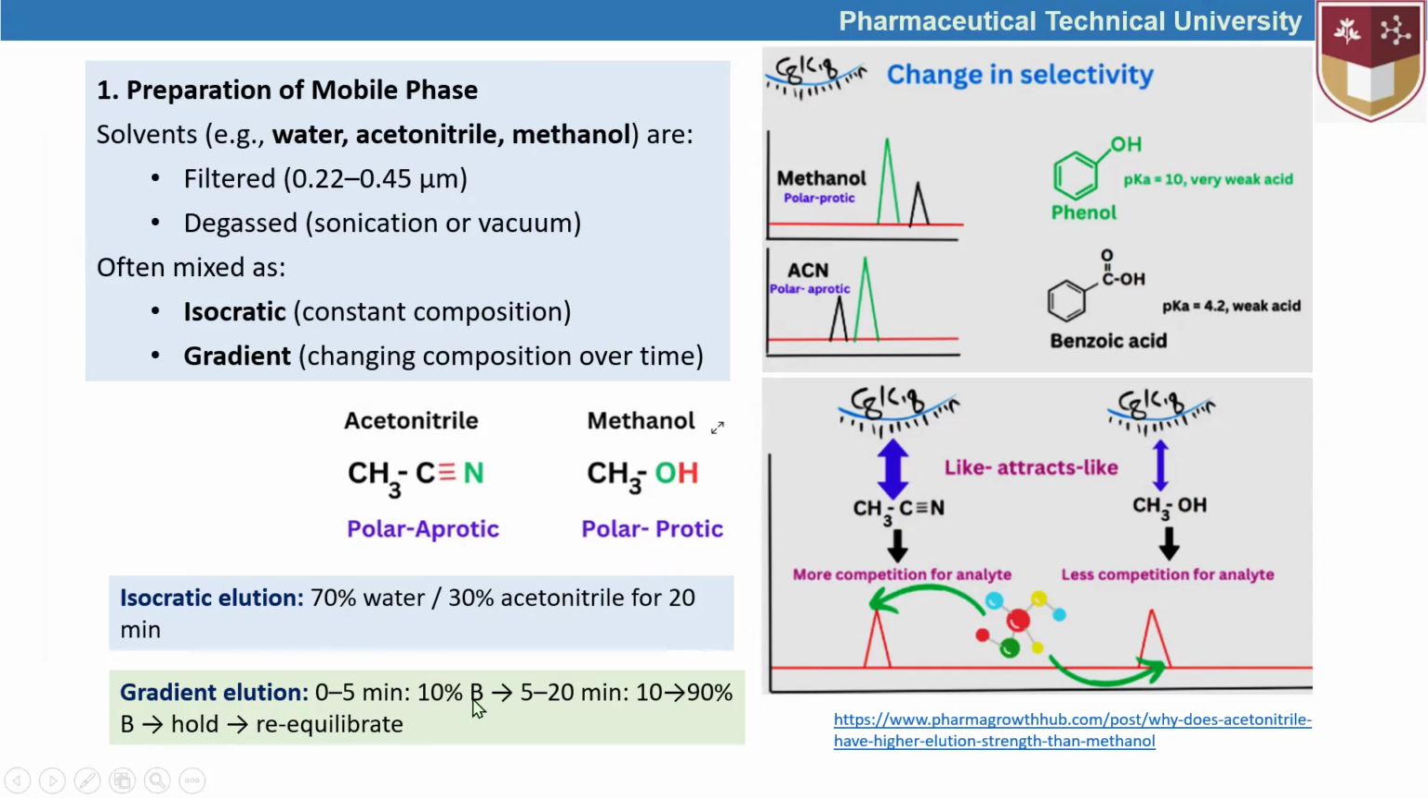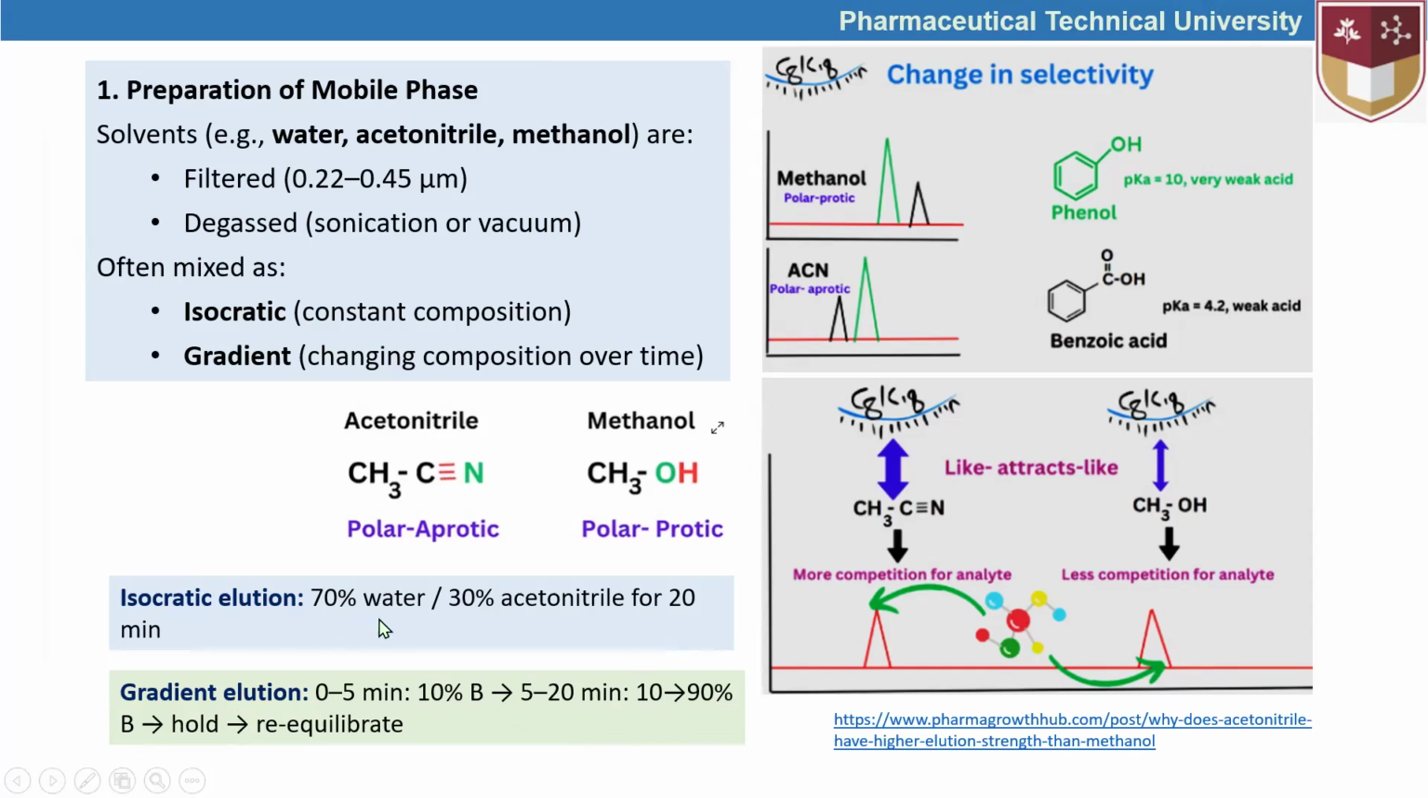Here we can see 10% B is sent between 0 and 5 minutes, in the first 5 minutes. In the next 15 minutes, from 5 to 20 minutes, the concentration of acetonitrile, for example, is increased from 10 to 90. So this is the difference between gradient elution and isocratic elution. In isocratic elution, the composition is expected to be constant. It does not change for the whole 20 minutes.